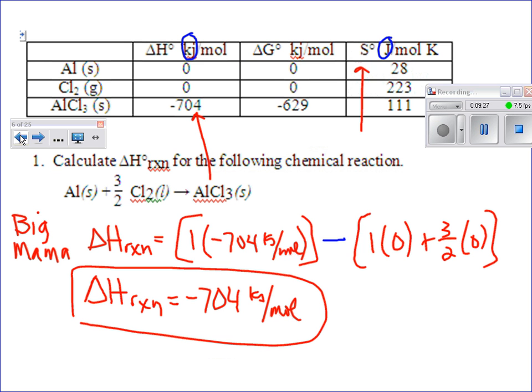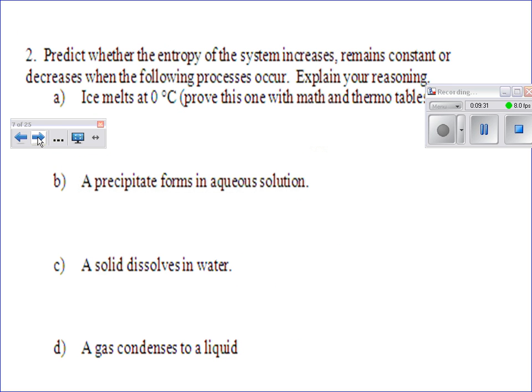That's free energy, and we're doing that mañana. So we'll talk about it tomorrow, okay? So right now, we're going to predict whether the entropy of the system increases, remains constant, or decreases when the following processes occur. Miss Nelson lent me her button that says stop entropy. So good luck with that.